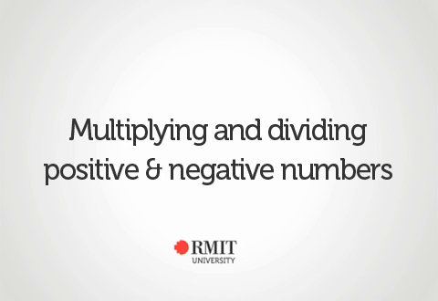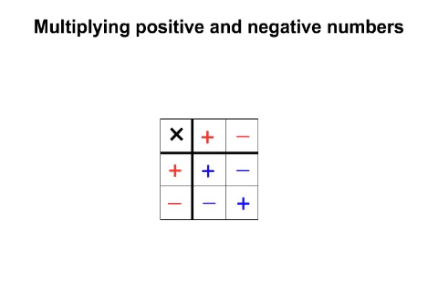This is a short movie on multiplying and dividing positive and negative numbers. Let's multiply positive and negative numbers first. Look at the table. Red pluses and minuses are what we start with. The blue pluses and minuses are the answers.